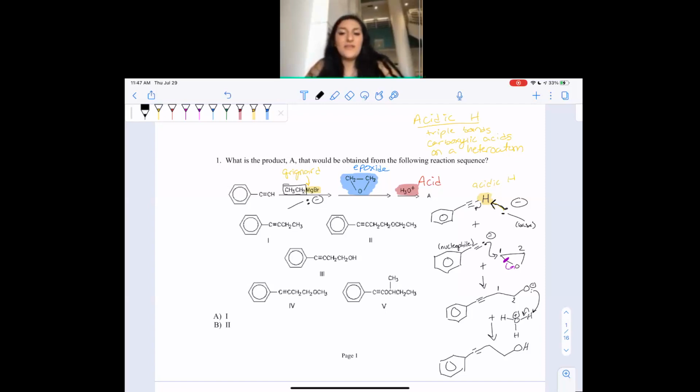For this example, no, it does not matter because there are no substituents. So both sides are primary carbons. If we had something like this, though, then it would matter, because now this side is primary and this side is secondary.